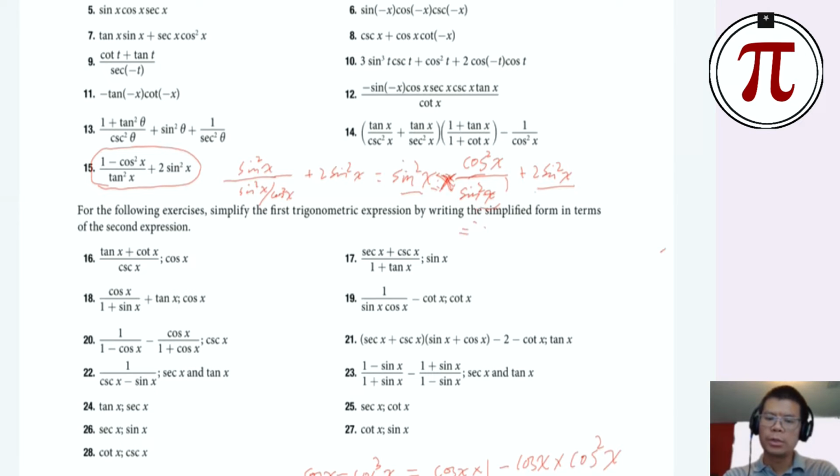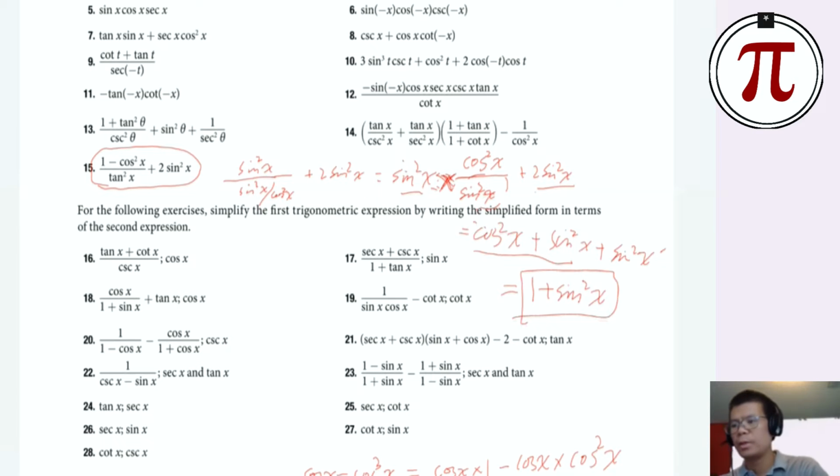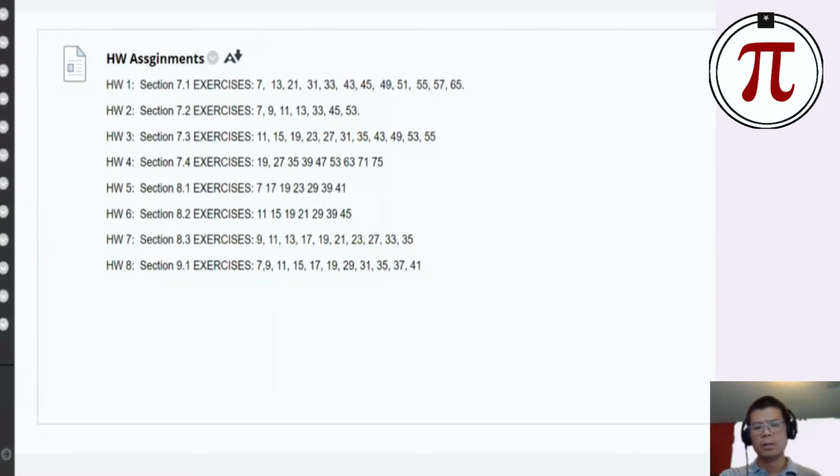Now this one equals cosine squared x plus 2 sine squared x, which is sine squared x plus sine squared x. But the summation is 1 plus sine squared x, right? Okay, very good. Any other questions on homework 9, homework 8?